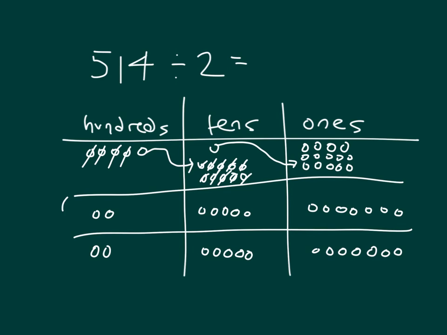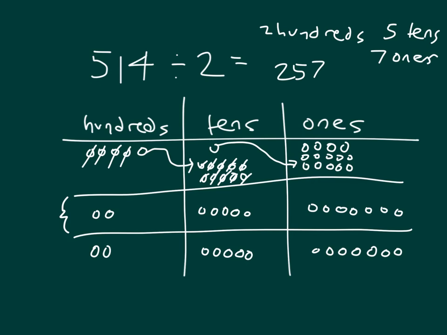Reading that right from our place value chart within each of those groups, I have 200s, 5 tens, 7 ones. Again, that was 200s, 5 tens, and 7 ones, which I write as the number 257. 514 divided by 2 is equal to 257.